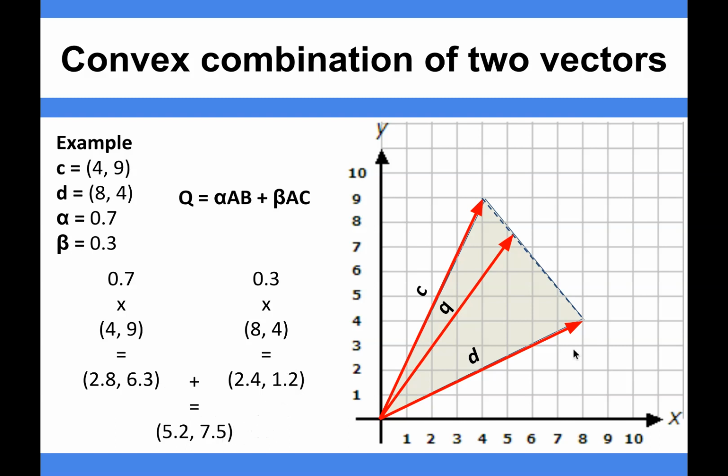And what we end up with is 5.2, which is just in here, go up from 5.2 to 7.5, and you see we're dead on that line. And where we are on that line depends on the 0.7, 0.3. So we're 0.7 away from that, 0.3 away from that, and that's where we are. And that's convex combination of two vectors.